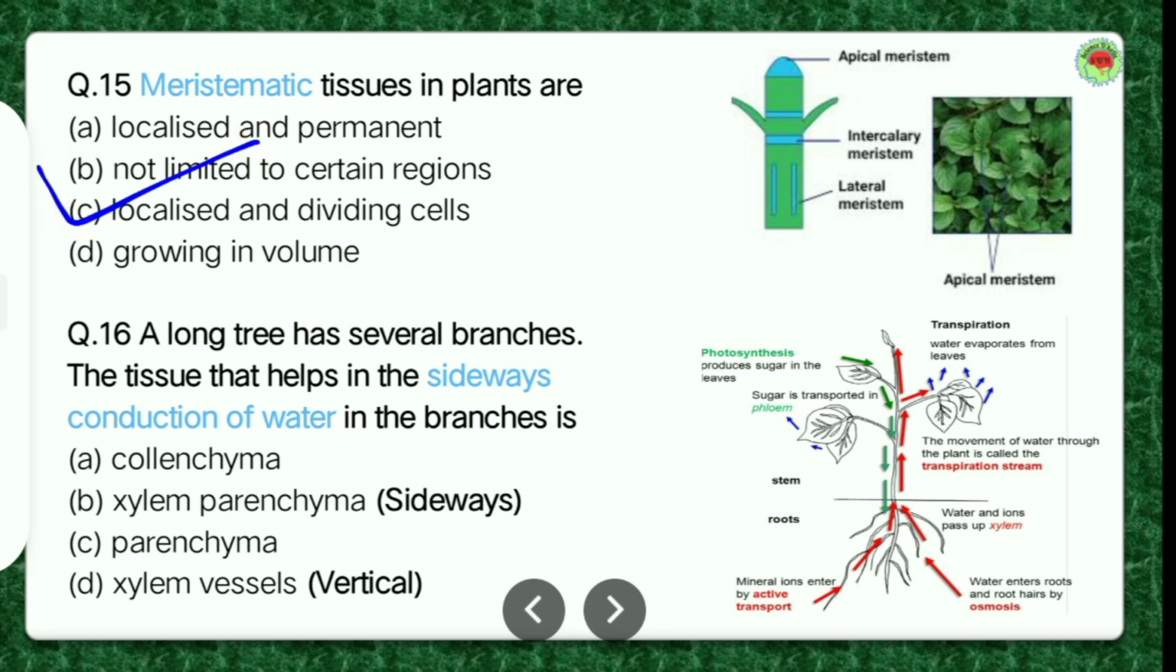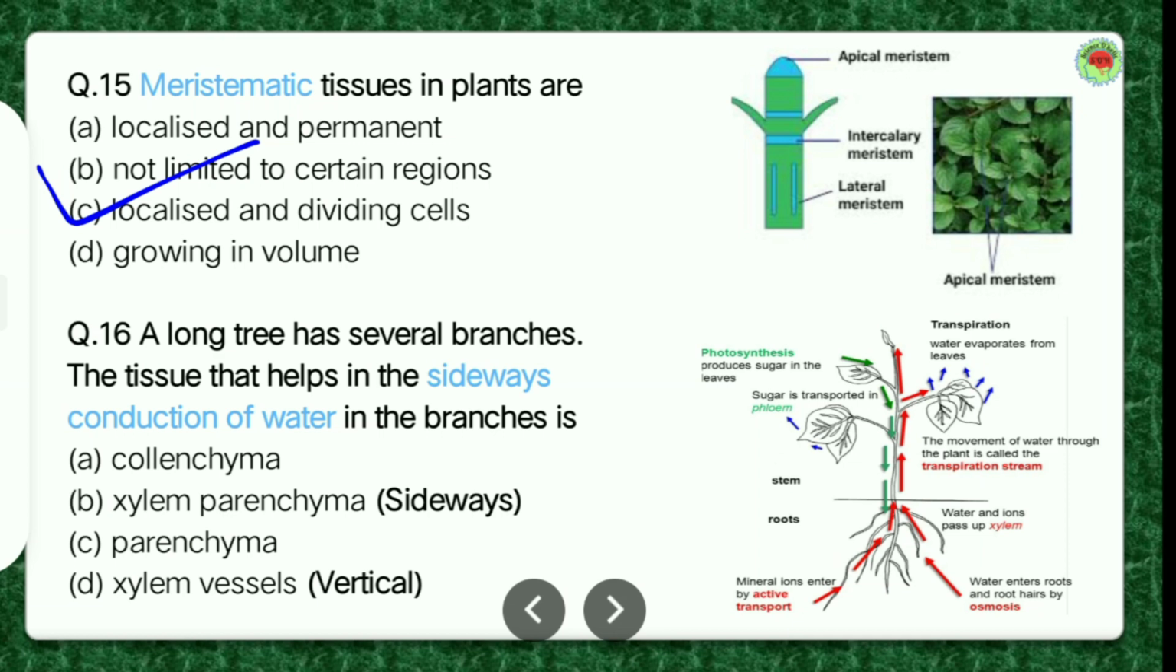Question number 16. A long tree has several branches. The tissue that helps in the sideway conduction of water in the branches is, we have to tell the name of the tissue which helps in sideway conduction. So there are two types of conduction, that is sideway and vertical. So let's see the options. Option A, collenchyma. Option B, xylem parenchyma. C, parenchyma. D, xylem vessel.